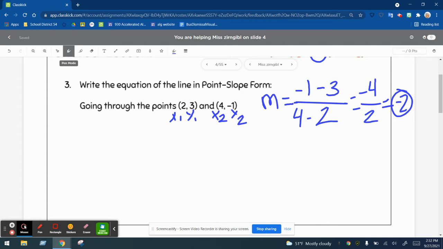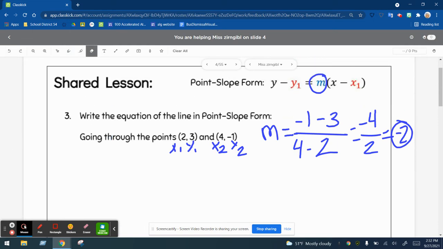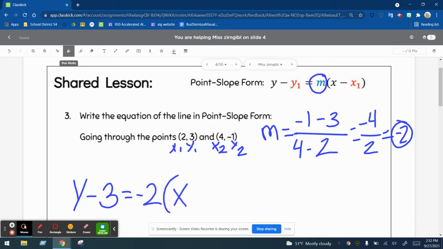So let's go ahead and use this to fill in our formula. We have y minus y1, and in this case that is 3, equals m, which we just solved for, -2, times x minus x1, which is 2. So using our first point, this would be y minus 3 equals -2 times x minus 2.